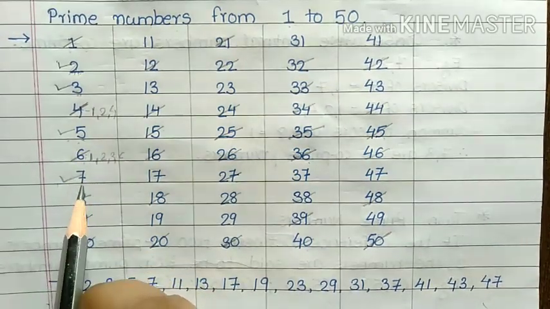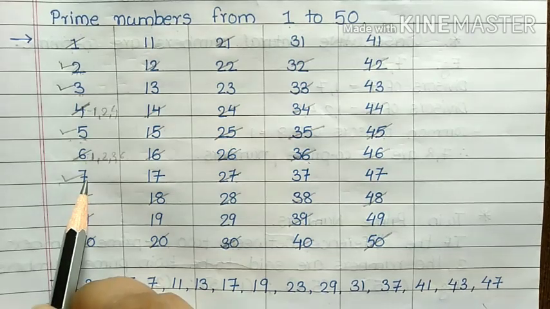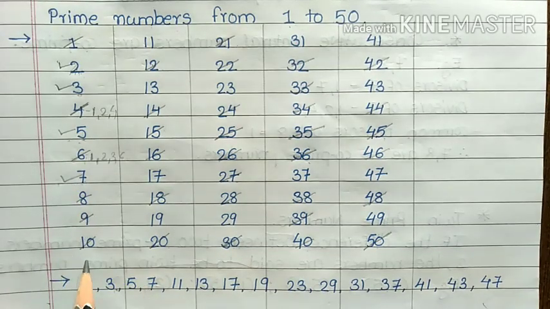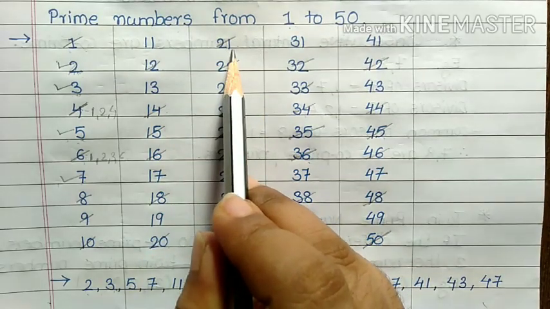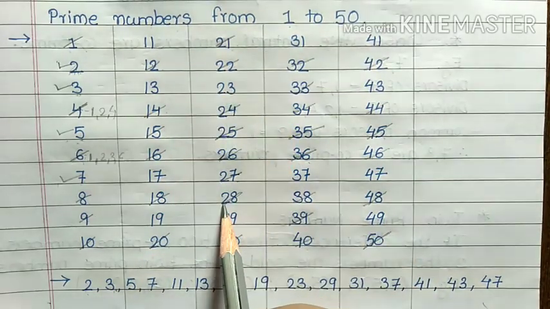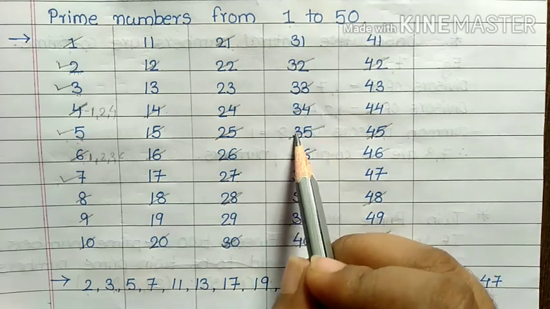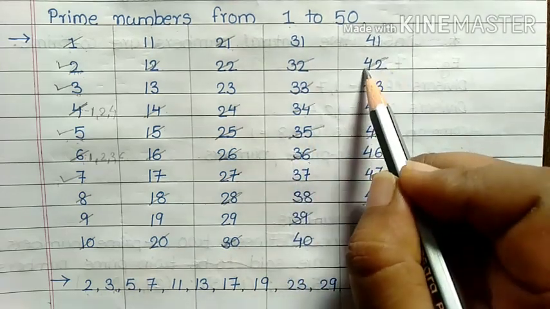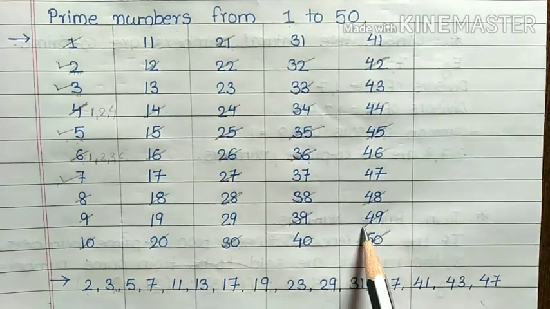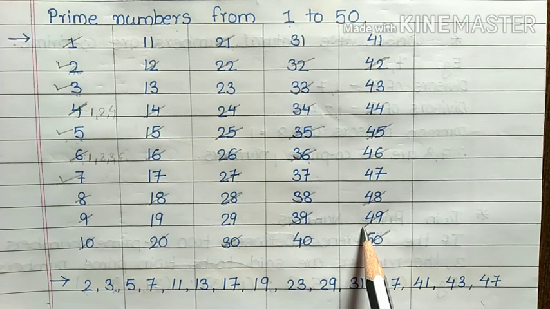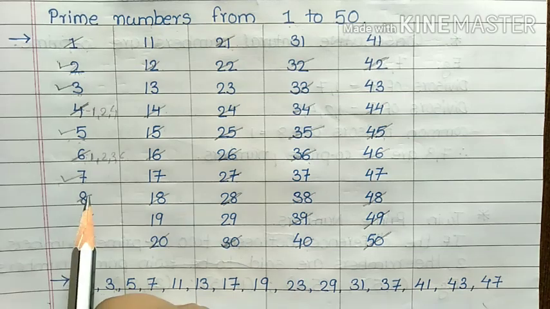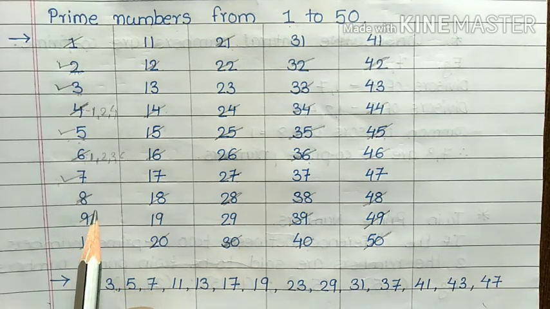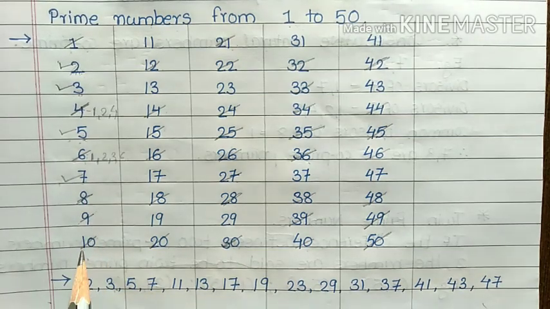7 is a prime number. Now whatever is divisible by 7, I have to cut: 7 2s are 14, 21, 28, 35, 42, and 49. Next is 8. 8 is a composite number because I have already cut it. 9 is a composite number, 10 is a composite number.